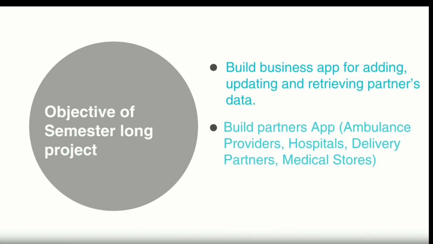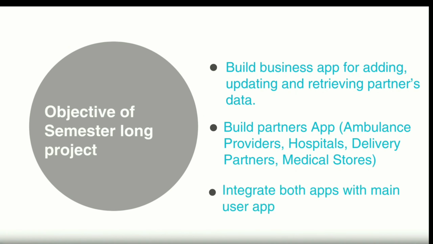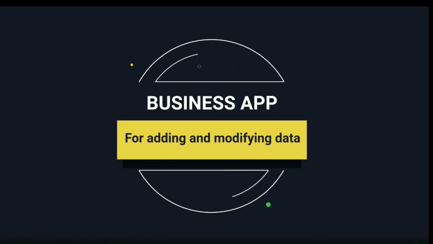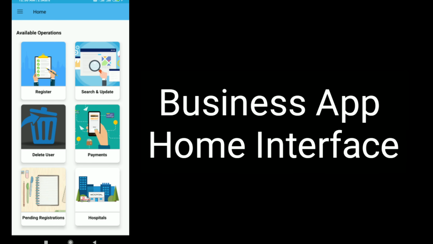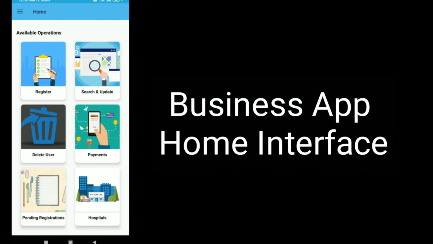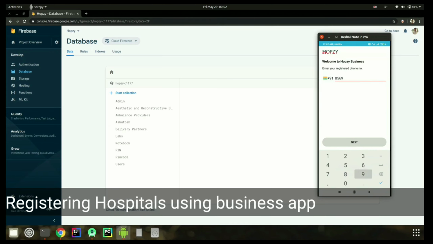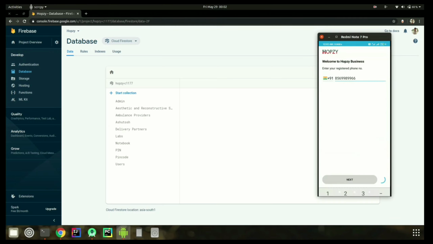The main objective of our semester long project was to build the Partners and Business app. The Business app is used for adding and modifying data. This is the main interface of our Business app. Now we will try to register a hospital using our Business app.